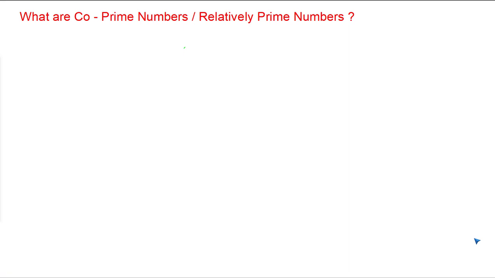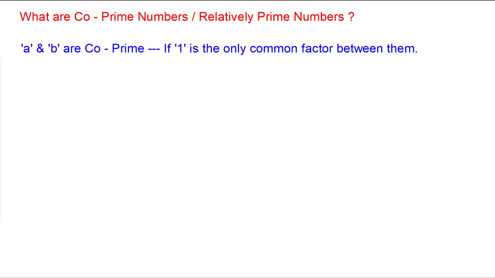Hello everyone. Today we are going to learn coprime numbers. So let's have a look at the definition of coprime numbers. Two numbers are called coprime if one is the only common factor between them. A and B, these two numbers are called coprime if one is the only common factor between them.